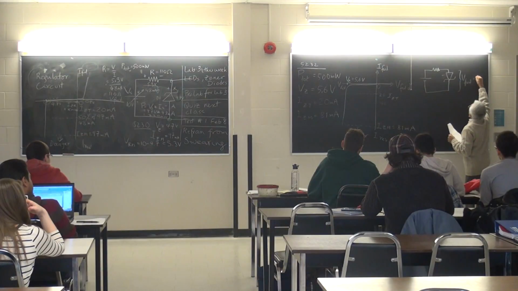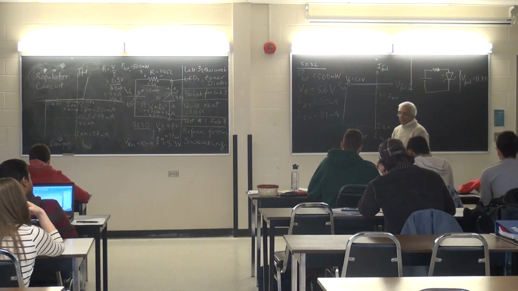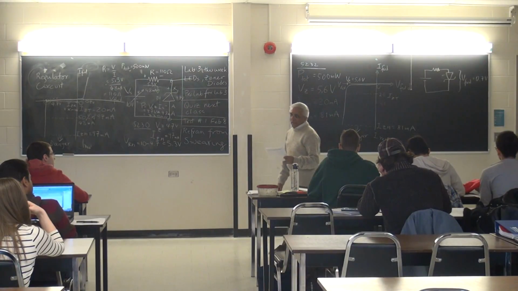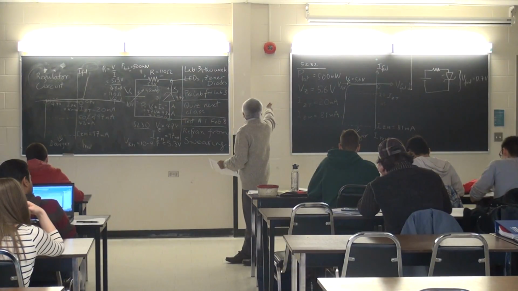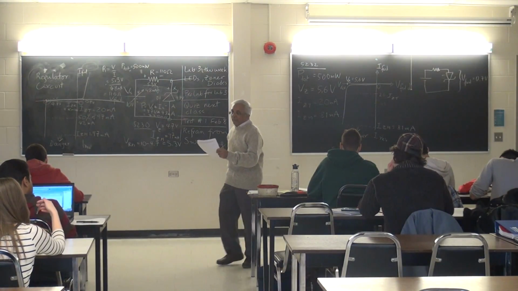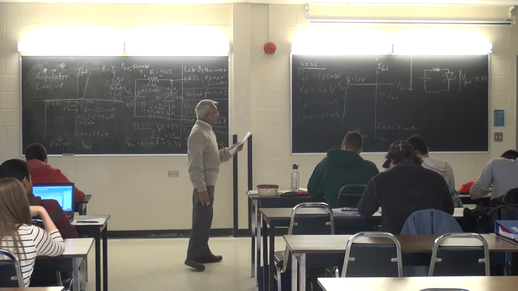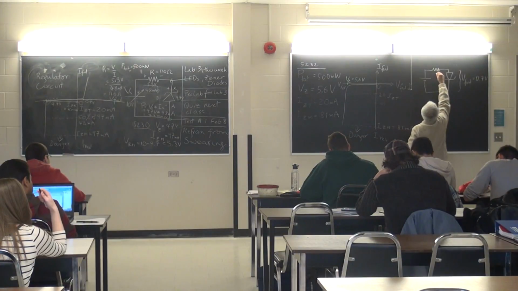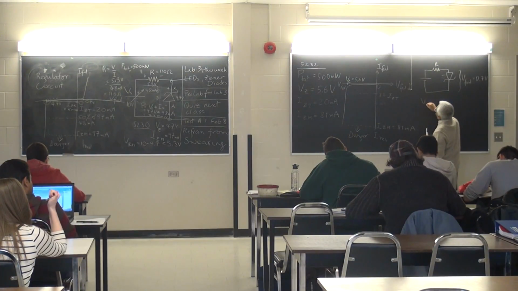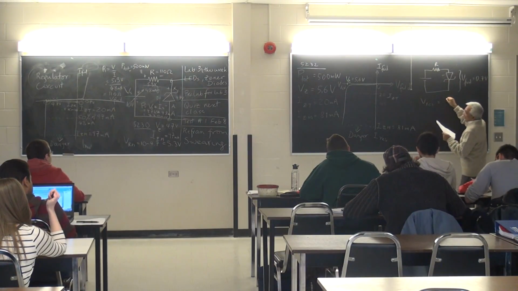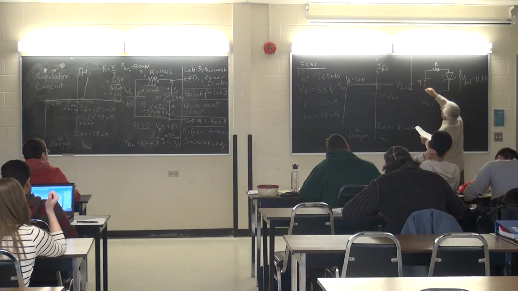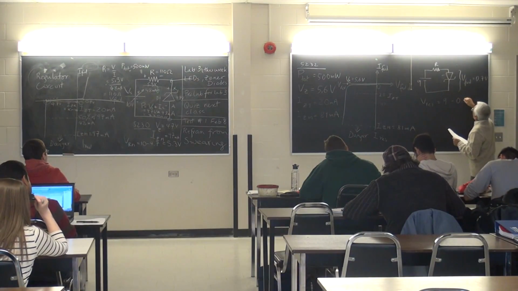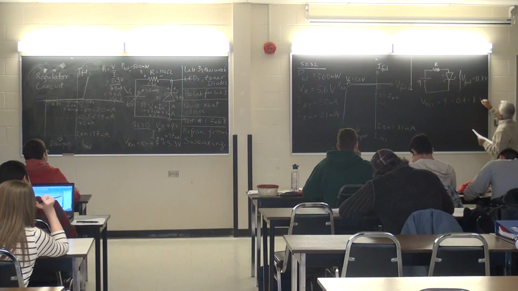0.7. Because it's forward biased, the voltage is 0.7. So we don't consider the 5.6. The 5.6 is only if it's reverse biased. Therefore, what is the voltage at the resistor? 8.3. Is it 9 minus 0.7? 8.3 volts.